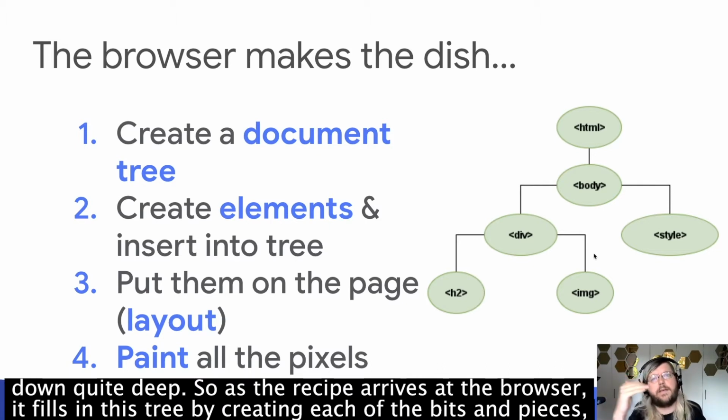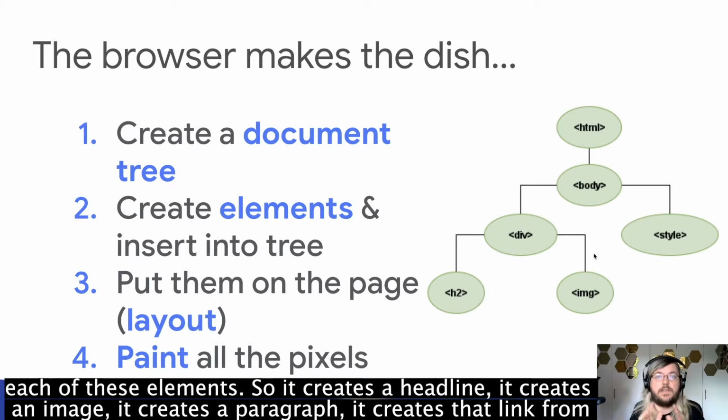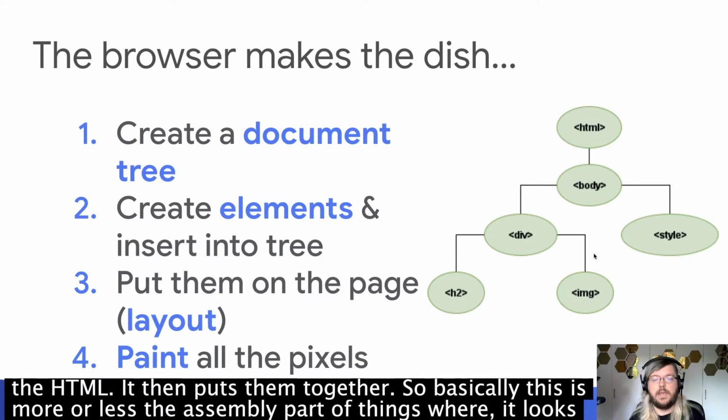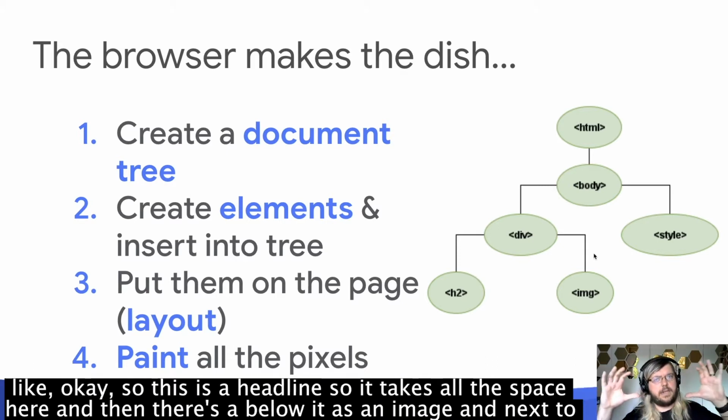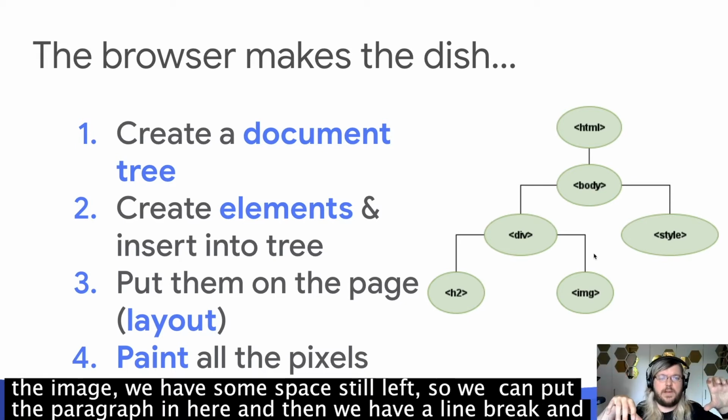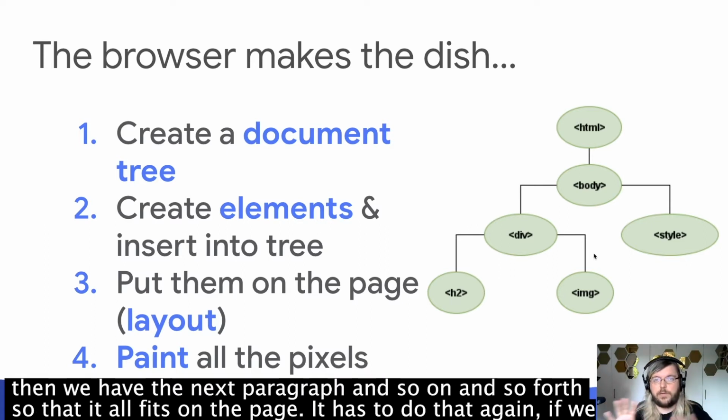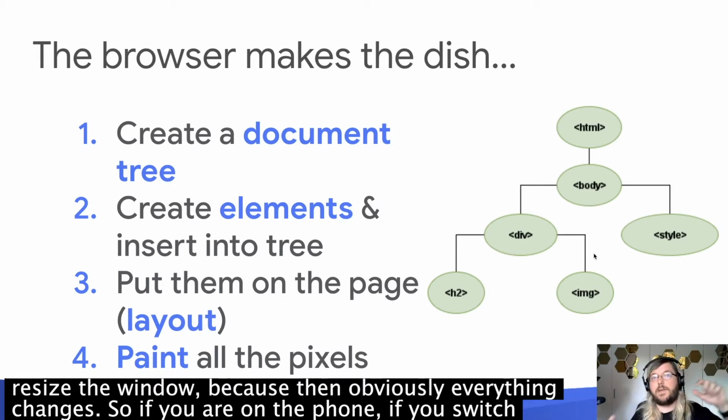So as the recipe arrives at the browser, it fills in this tree by creating each of the bits and pieces, each of these elements. So it creates a headline, it creates an image, it creates a paragraph, it creates that link from the HTML. It then puts them together. So basically this is more or less the assembly part of things, where it looks like, okay, this is a headline, so it takes all the space here, and below it is an image, and next to the image we have some space still left, so we can put a paragraph in here, and then we have a line break, and then we have the next paragraph, and so on and so forth, so that it all fits on the page. It has to do that again if we resize the window, because then obviously everything changes.